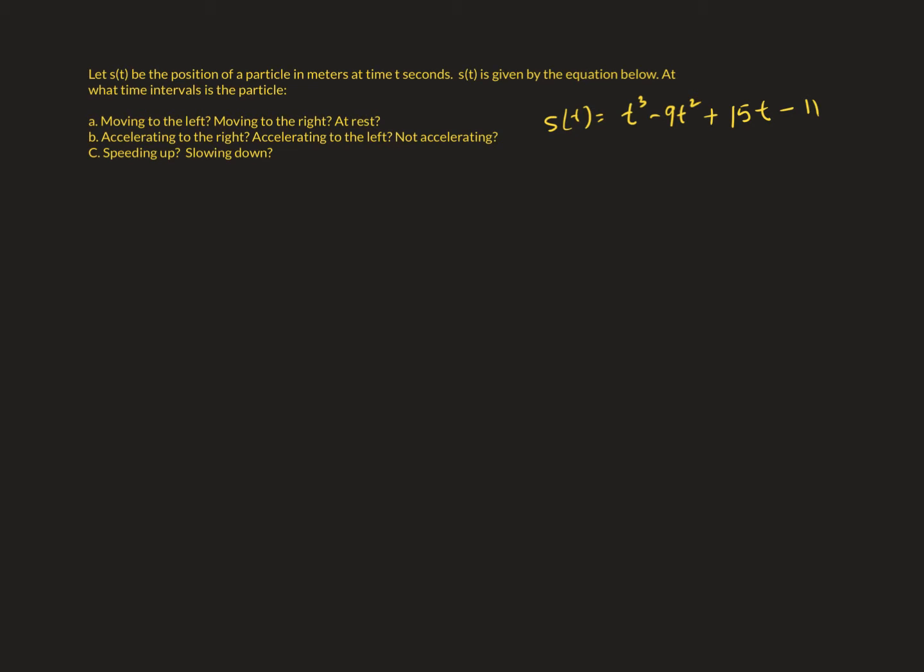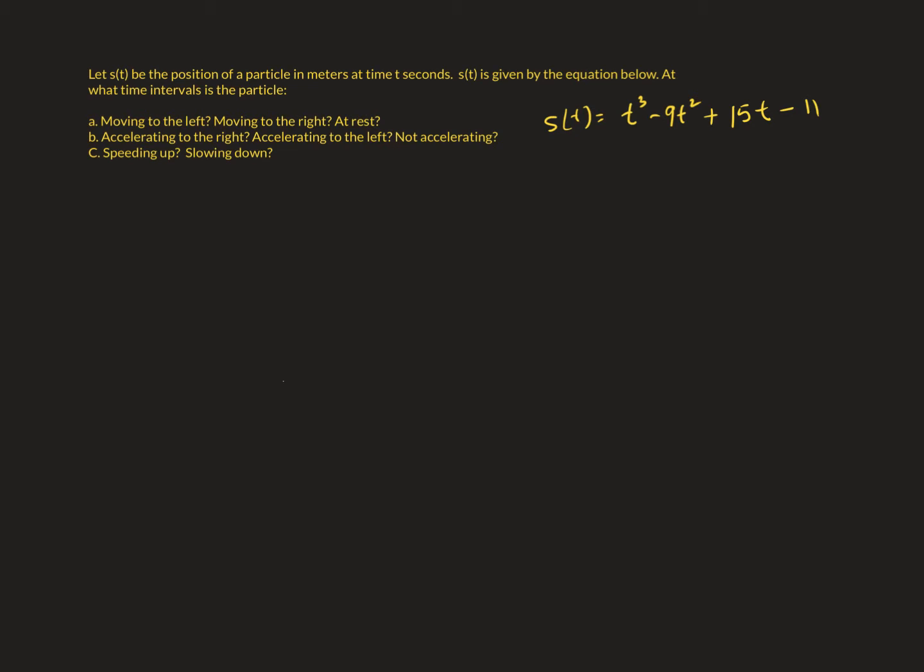So I've got a problem here. I've got a position equation that I was given. The position is given in meters at time t seconds. The equation you can see, and then I'm asked the following questions. When is the particle moving to the left, moving to the right, at rest, accelerating to the right, accelerating to the left, and not accelerating, and then speeding up and slowing down. So we're going to address each of these.